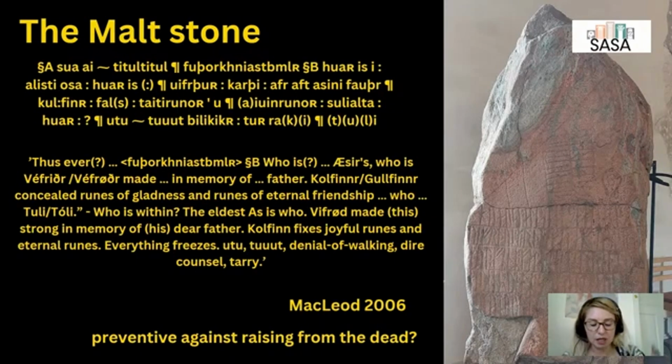And if we accept the interpretation of Biliganger as being an intelligible word, this would essentially mean something like denial of walking. So again, perhaps a reference to this old concept of the dead being capable of returning from the grave and interacting with the living. So this is something that you find quite a lot in later sources. You have the idea of the revenant.